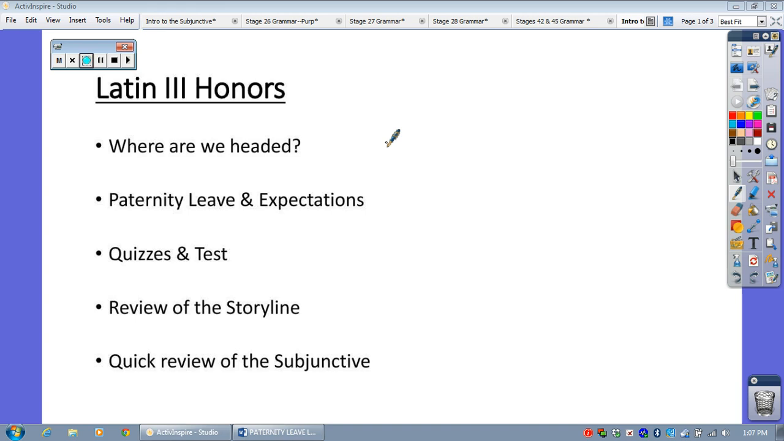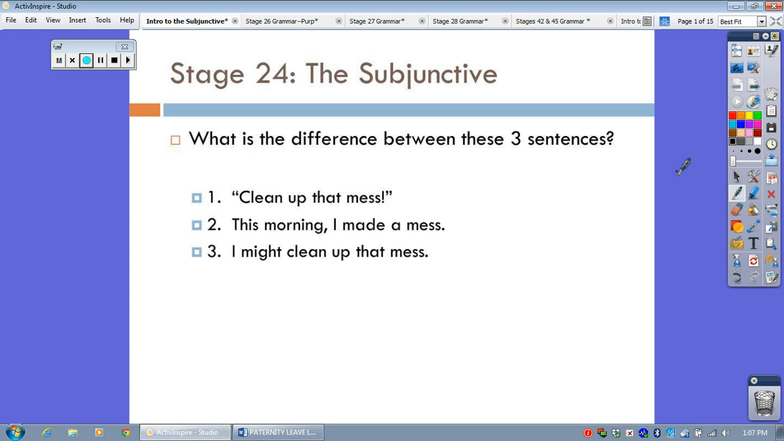And now let's do a quick review of the subjunctive. I wanted to cover the subjunctive because that was the last thing that we covered in stages 24 and 25. And if you look back through your notes, if you'll recall, there are three moods, or three ways of expressing the action of a verb.